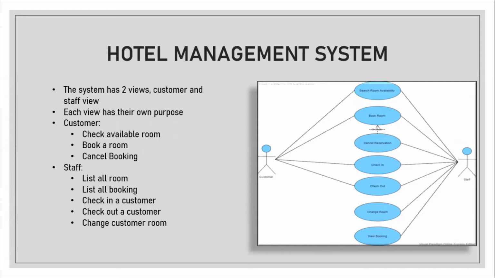The customer's main purpose is to book a room. But if they want to book a room, they first need to check available rooms. After that, they can also cancel their booking if they had already booked a room. These are basically the three features that are available for customers in our system.